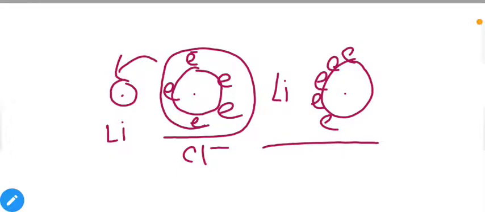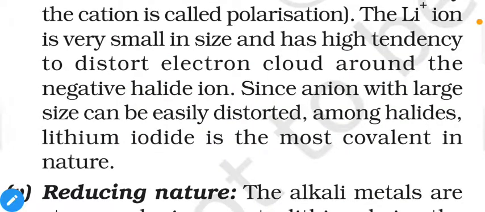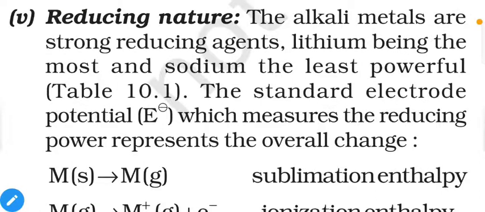And because of this, the electron pair between them will shift slightly towards the center, and it falls into more than 50% covalent nature. Lithium ion is very small in size and has high tendency to distort the electron cloud around the negative halide ions. Since anion with large size can be easily distorted, among the halides, lithium iodide is the most covalent in nature.